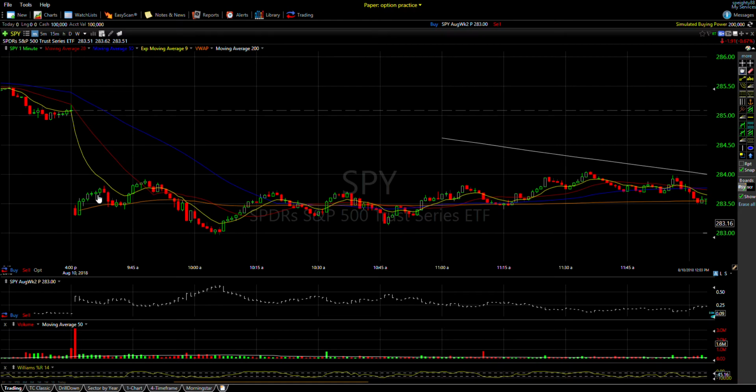So let's see, it comes up and touches and goes back down to the VWAP. VWAP is also very important. Usually when it gets too far from that VWAP, this thing will come back down to it. You've seen it started getting away from it, separation. It went back down, touched it.